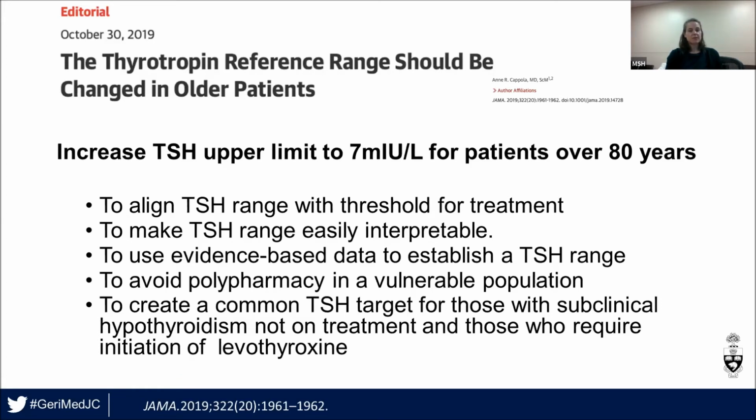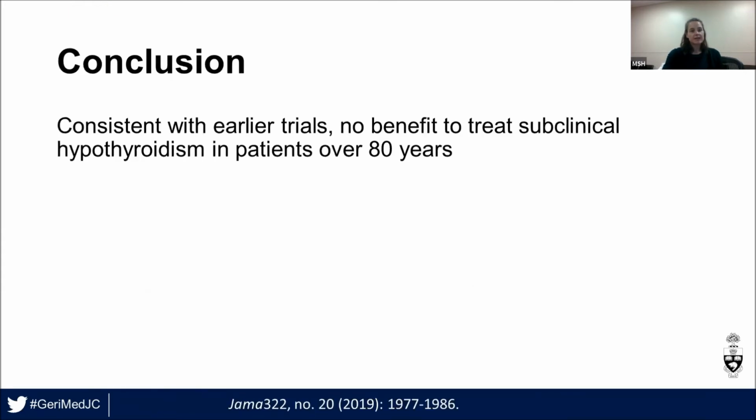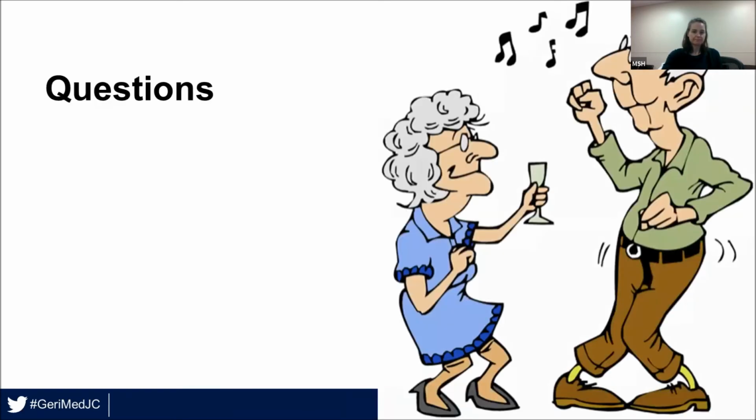So this was something that resonated with me, and I tend to agree. I think we should increase the TSH upper limit to 7.0 in people over 80. And so in conclusion, consistent with earlier trials, there's no benefit to treat subclinical hypothyroidism in patients over 80. Do you have any questions?